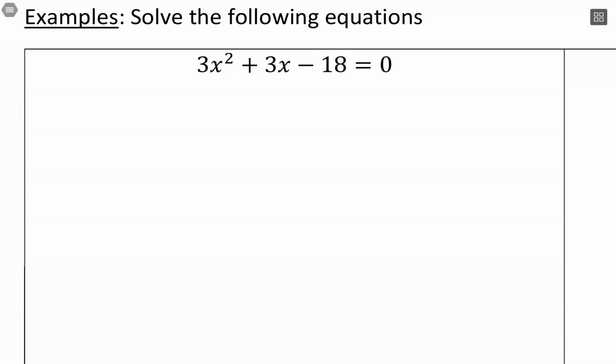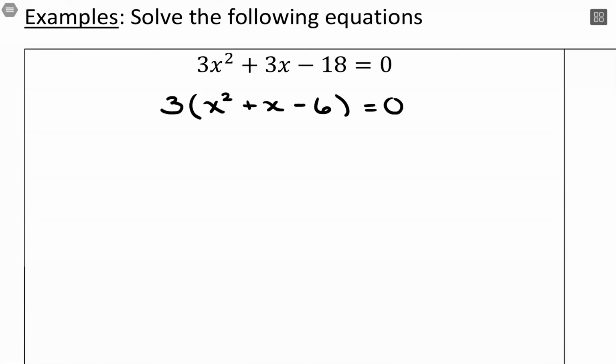First thing I want to do is typically get 0 on one side of the equation, which is already set up here. And then I want to see if there's something that can be factored out of everything, which in this case there is. I can factor out a 3. It's like I'm dividing 3 out of each piece, so that'll leave me with x squared plus x minus 6, and that equals 0.